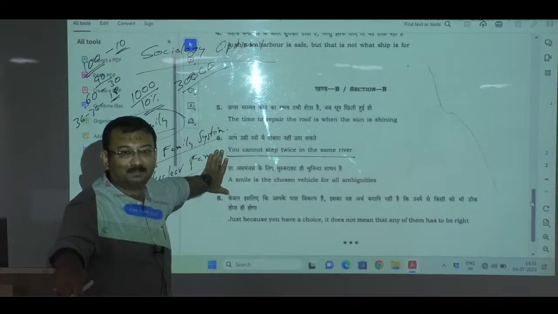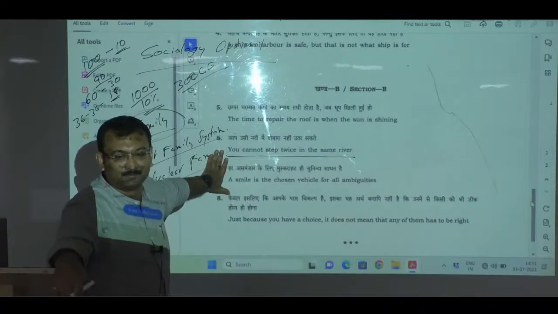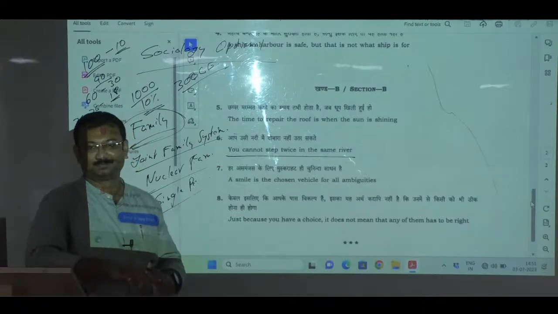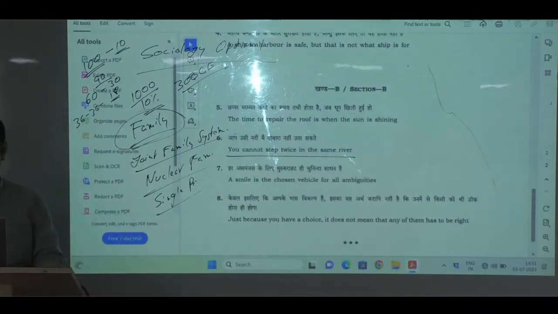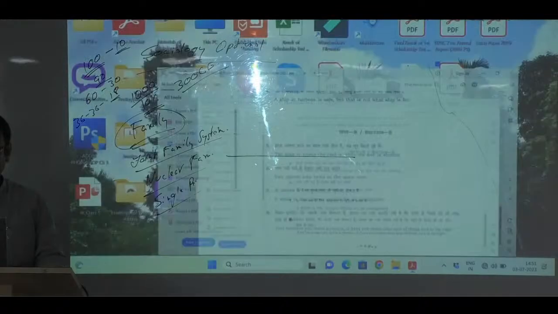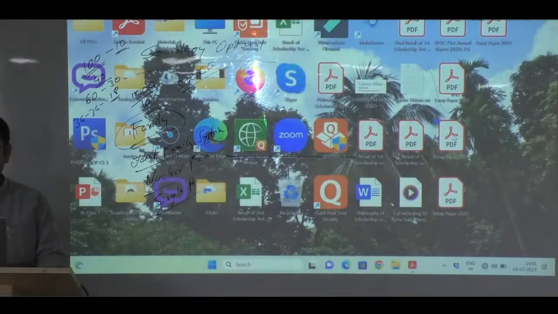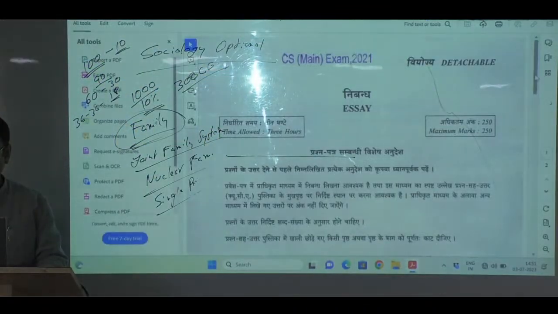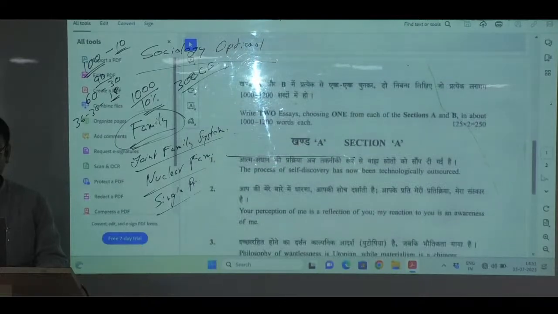Take out your syllabus. Go to the last topic of paper one, social change. This is from there. Similarly, I'm looking at this 2021 paper. Okay.